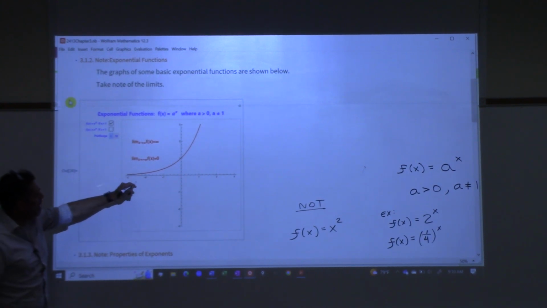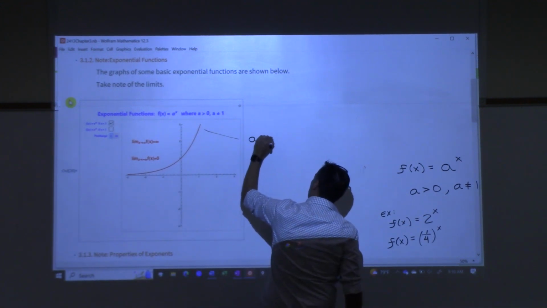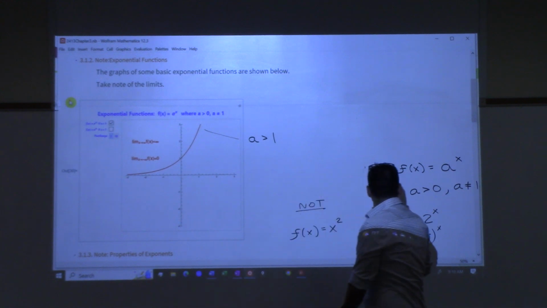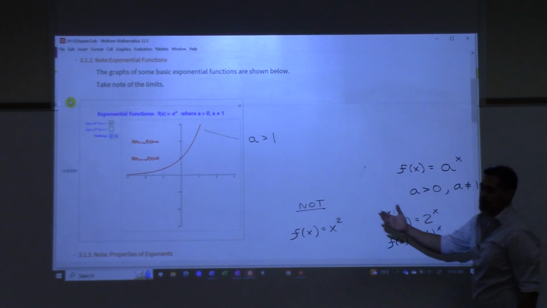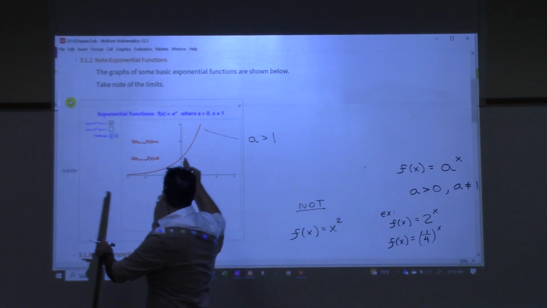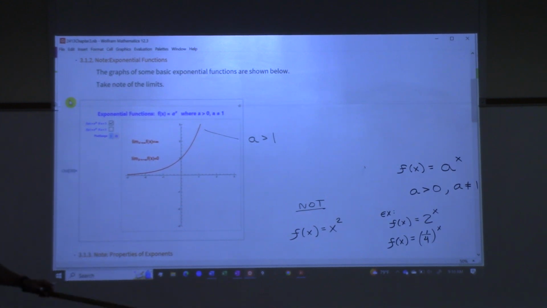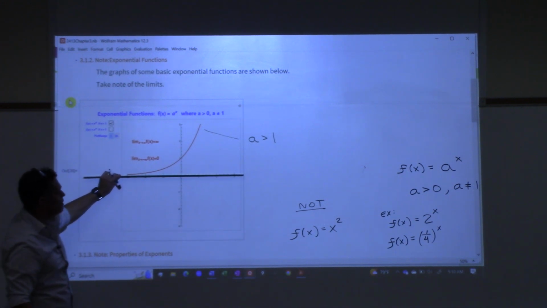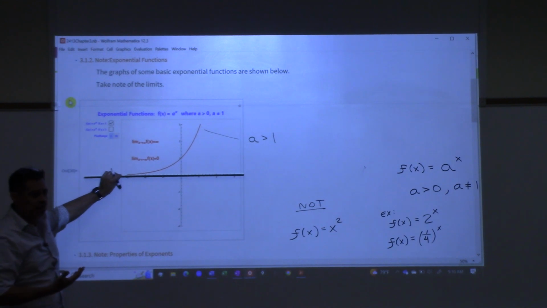This is what they look like if a is greater than 1. So if the number down here, the base of the exponential function, is bigger than 1, then we should expect to see a graph that looks like this. So what are the things that you need to be aware of in terms of this graph? First of all, everyone should understand that this graph is always above the x-axis. So it's always positive, right? You're never going to get a negative here. You're always going to get a positive output.